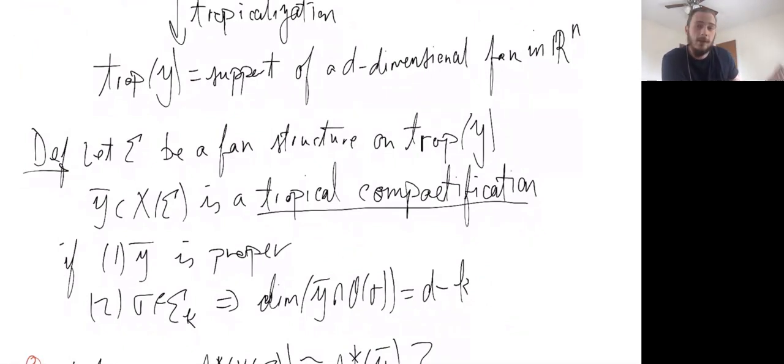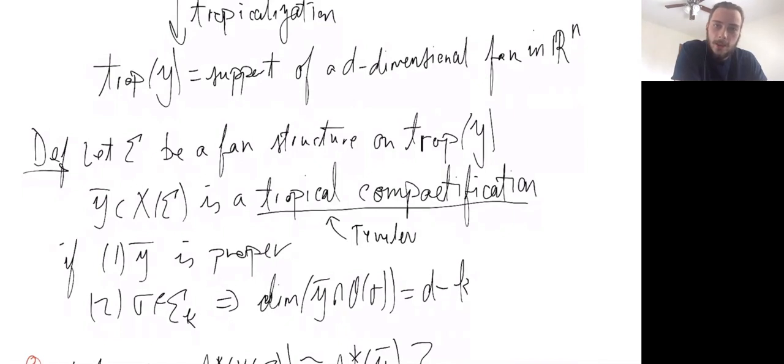And if this closure behaves the way that we expect it to, then it's called a tropical compactification. So this means that Y bar is proper and that Y bar intersects the torus orbits in the expected dimension. So this notation here, I should mention, is due to Tevelev.